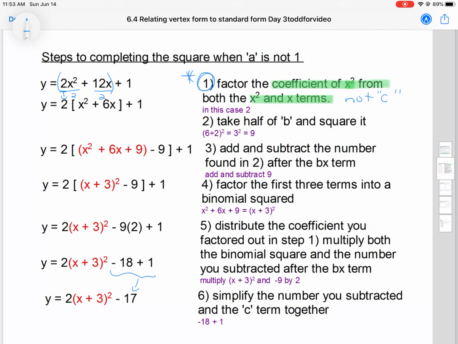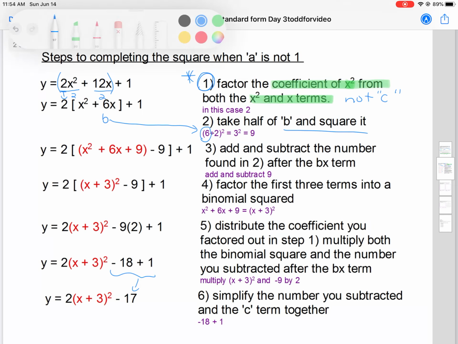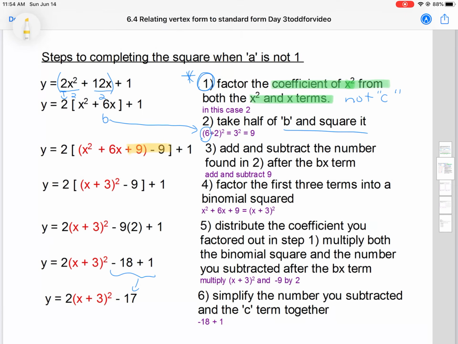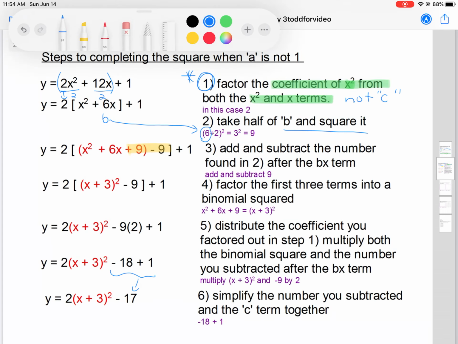So now it has become the b value here. So when you do half of b and square it, which is the same thing we did last time, you're using this new b value. Okay? So then half of b is 6 divided by 2 is 3. 3 squared is 9. So you're doing the same thing. Add and subtract the 9, just like we did last time. And then leaving the c value.